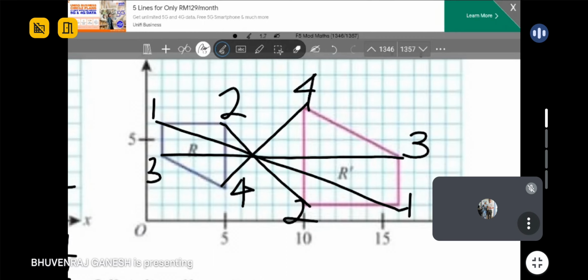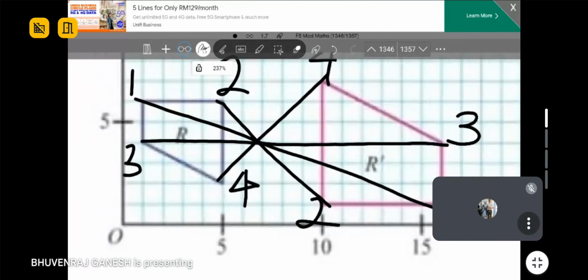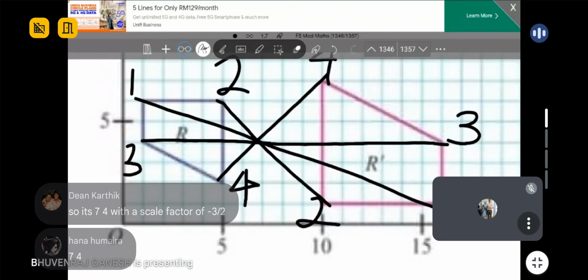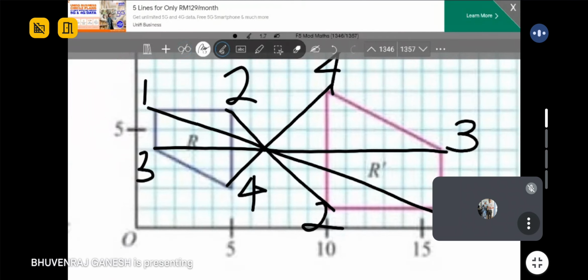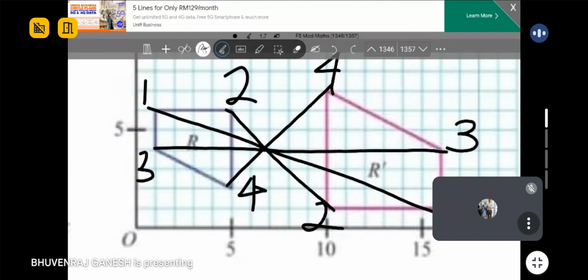7, 4. Okay, 7, 4. That is your center of enlargement, pusat pembesaran kat sini. Okay? Yes. Scale factor must be negative, guys. Faktor skala kena negatif because object, center, image. Bila pusat kat tengah-tengah, if your center of enlargement is at the center, always negative. Add negative to your scale factor. Okay? So scale factor is 3 over 2.